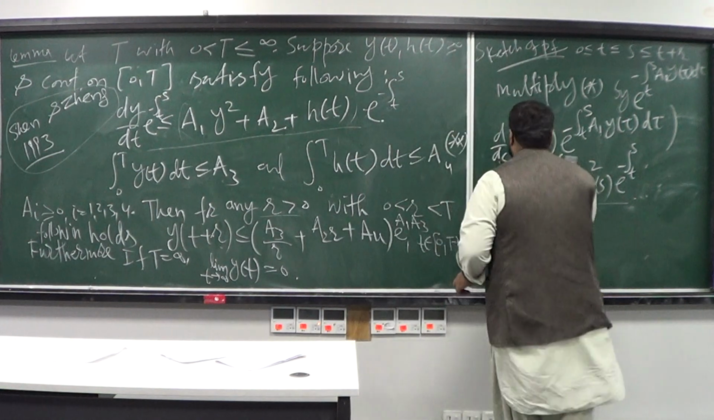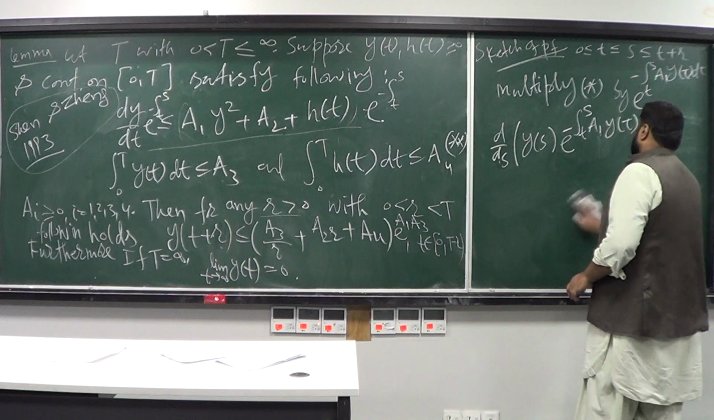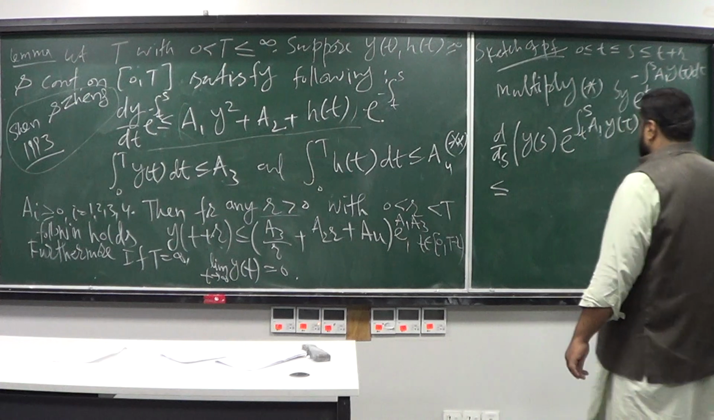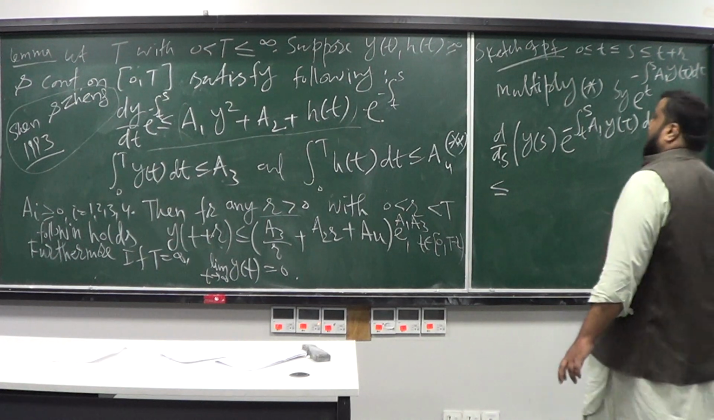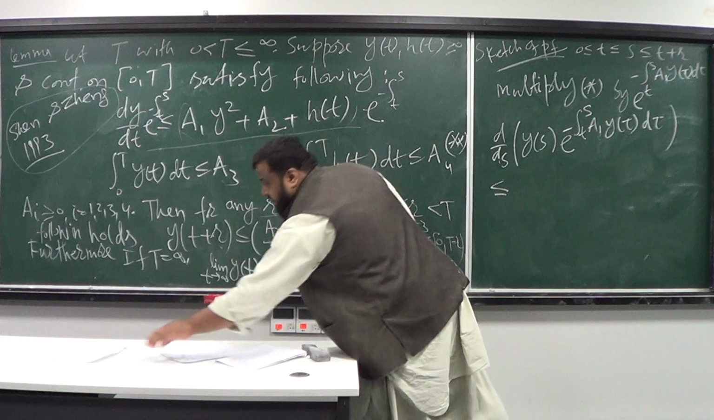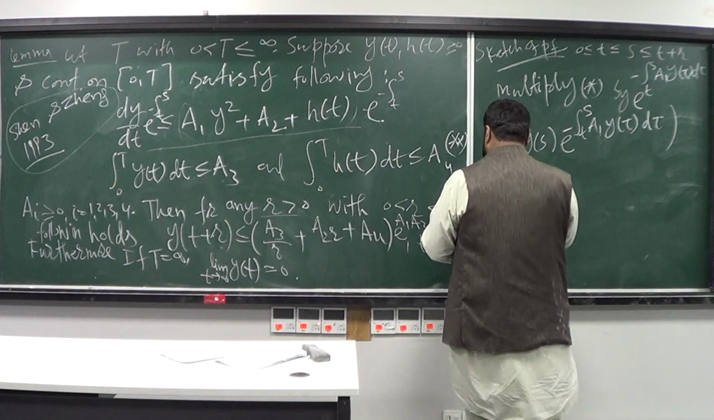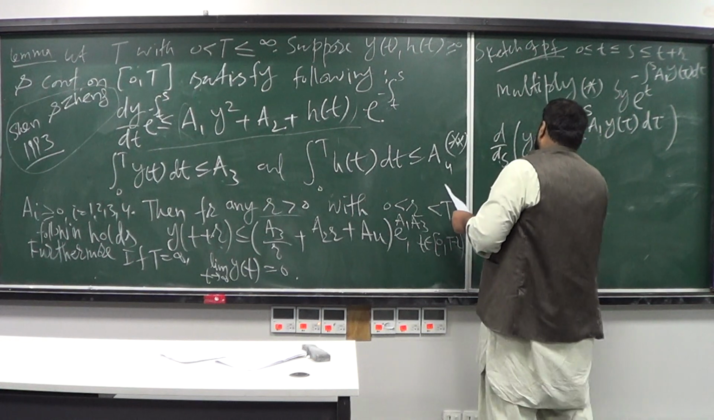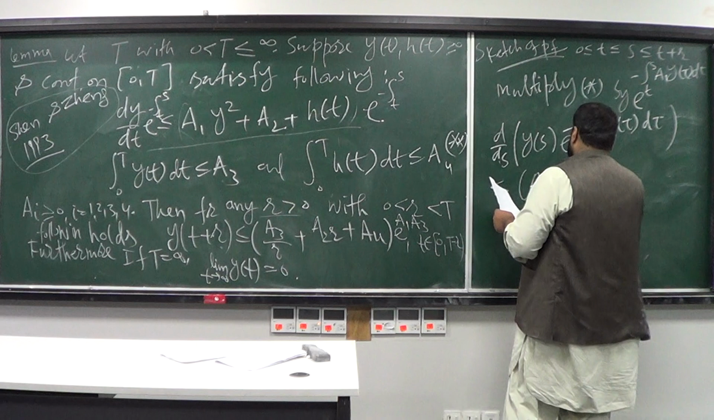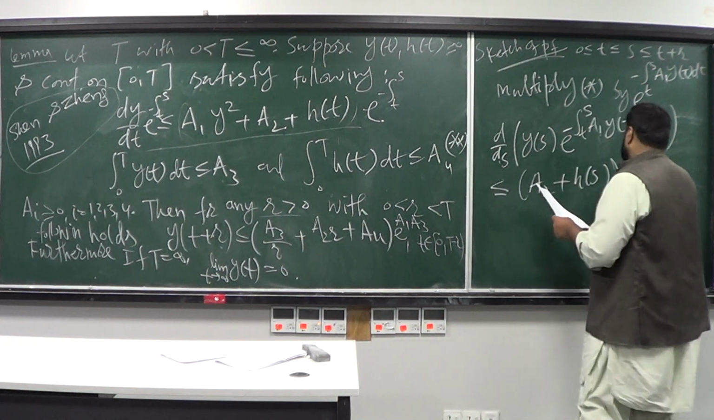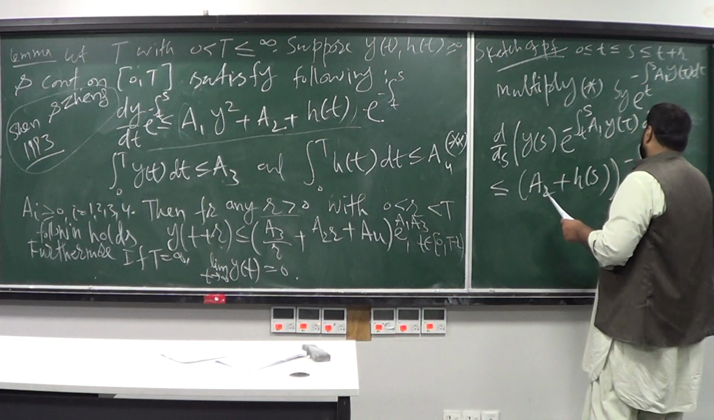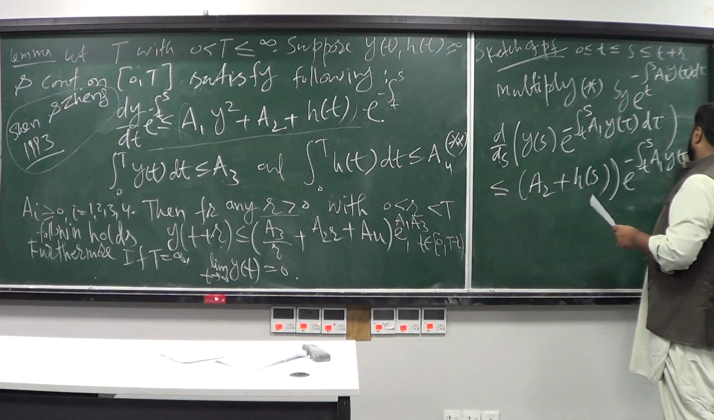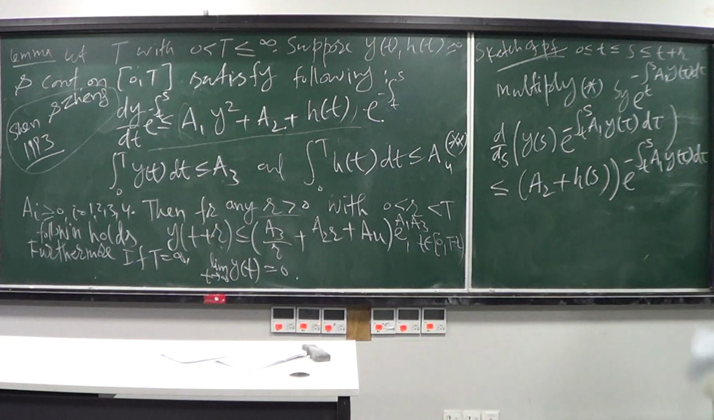Okay. So therefore I can say that this can be estimated by a2 plus h of s and the exponential from t to s of a1 y of tau d tau. So this is what you're going to get actually.